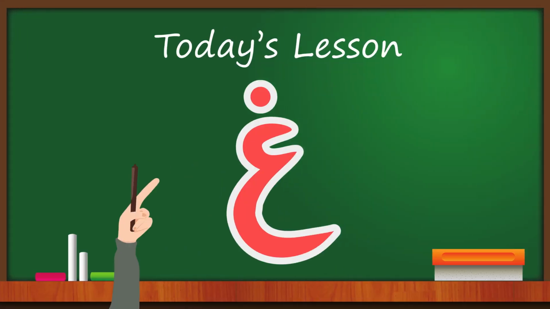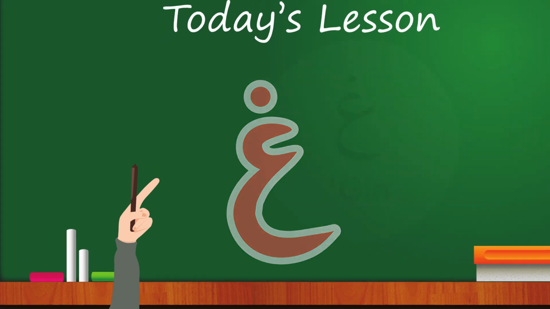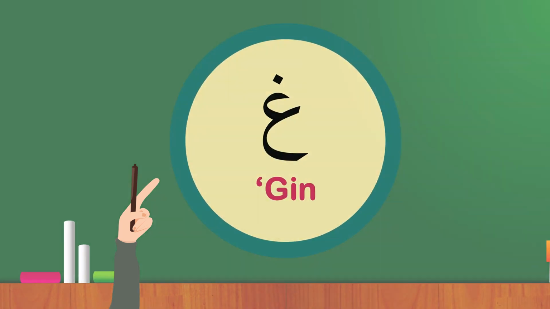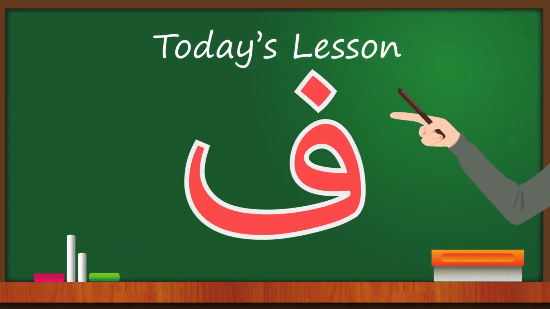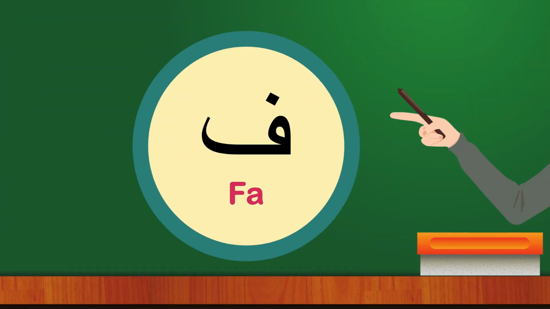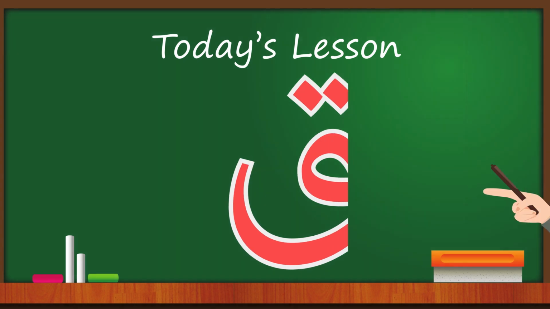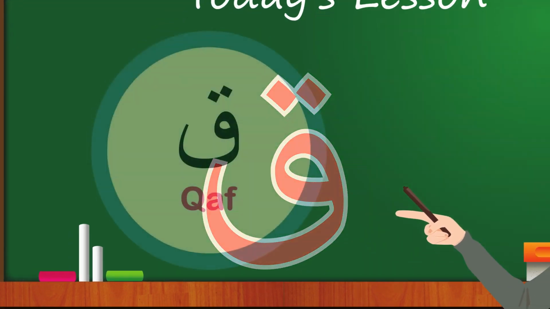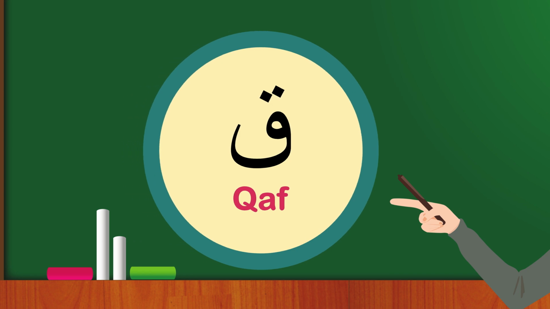Ain. Can you say Ain with me? Ain. Fa. This is Fa. Can you say Fa with me? Fa. Qaf. Can you say Qaf with me?